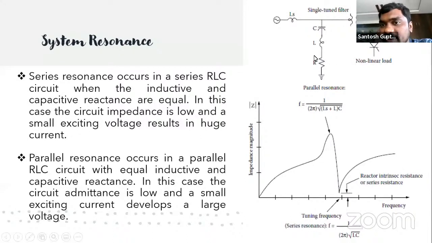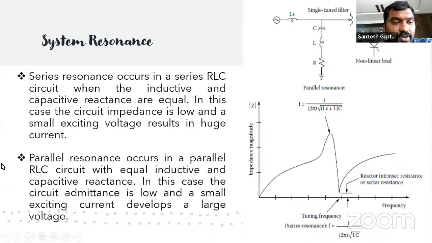Basically, if you are tuning a filter like this, where your L and C values cancel each other out because of the resonance condition, the harmonic current generated here, say for the 11th harmonic, at the 11th harmonic, the L and C values cancel each other out. So this 11th harmonic current will directly flow to the ground. Here in the series resonance, we have to see that a small exciting voltage causes a high current. This I will show you in ETAP, how it happens.